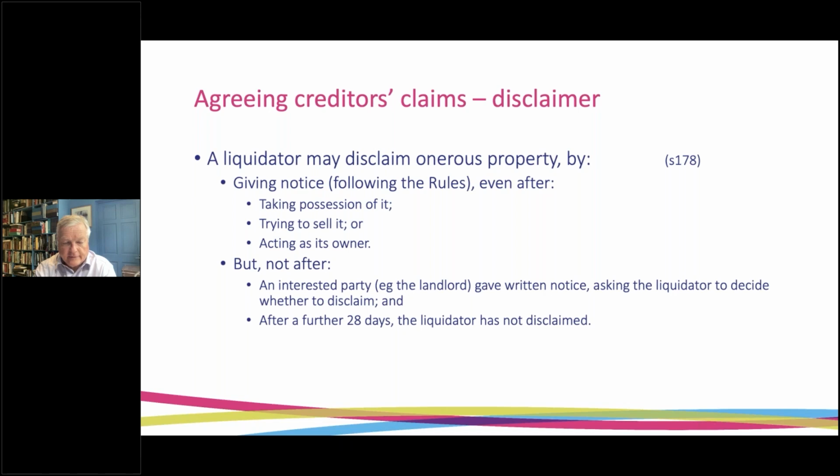The creditor has got the right to force your hand on this. So the creditor, very often the landlord, has got the right to give you a written notice asking you to decide whether you are going to disclaim or not. And from the date of that notice, you then have 28 days to decide whether you're going to disclaim. Once those 28 days have gone by, if you have not then disclaimed, you lose the right to do so. And if that happens, it's going to be important to put a note on the file to make sure that you don't accidentally try to revive the right to disclaim at some point in the future.